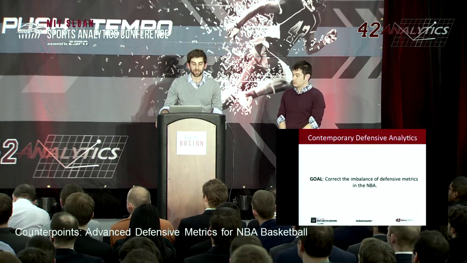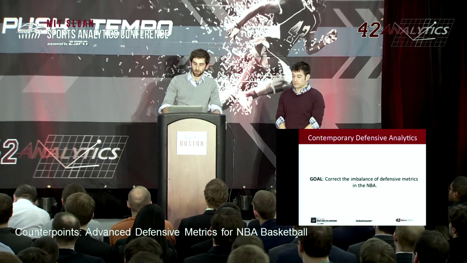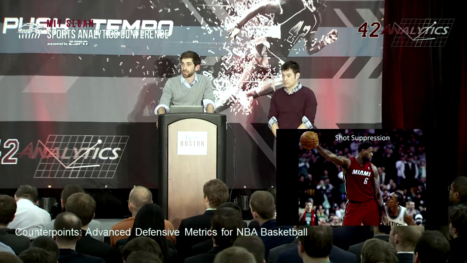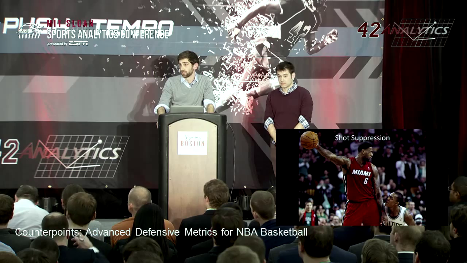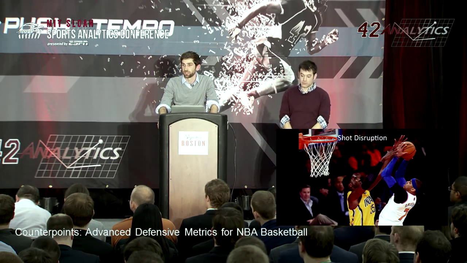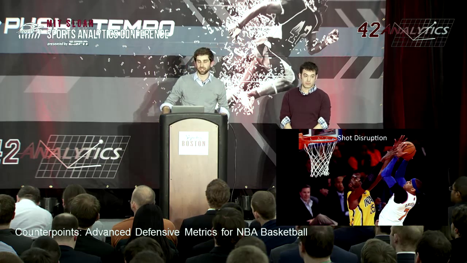So how can we correct for this imbalance of defensive metrics in the NBA? That's the goal of our work. In particular, we're going to focus on how defenders affect shot selection of shooters, say suppress shots, and shot disruption. Given that a shot is attempted, how does that defender affect the likelihood that that shot goes in?